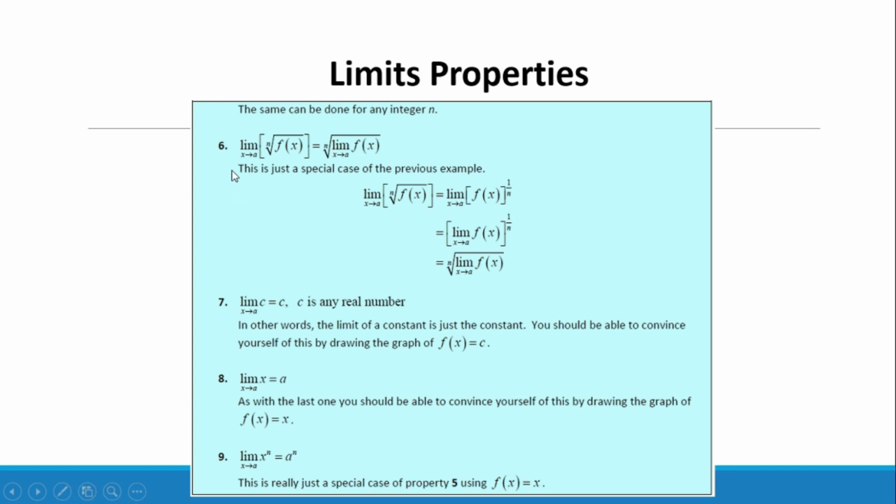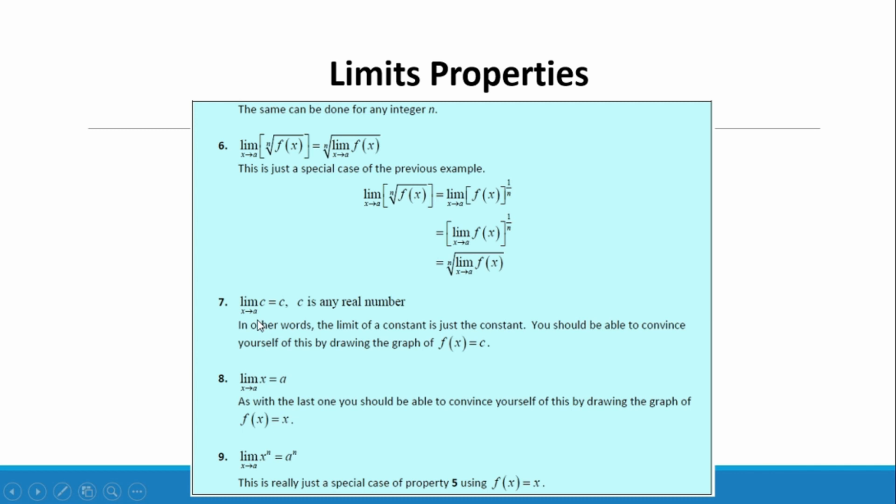Property number 6. The limit as x approaches a of the nth root of f(x) is also equal to the nth root of the limit as x approaches a of f(x). This is just a special case of the previous property. The limit of the nth root of f(x) is equal to the limit of f(x) with an exponent of 1 over n, which means the nth root is equivalent to an exponent of 1 over n.